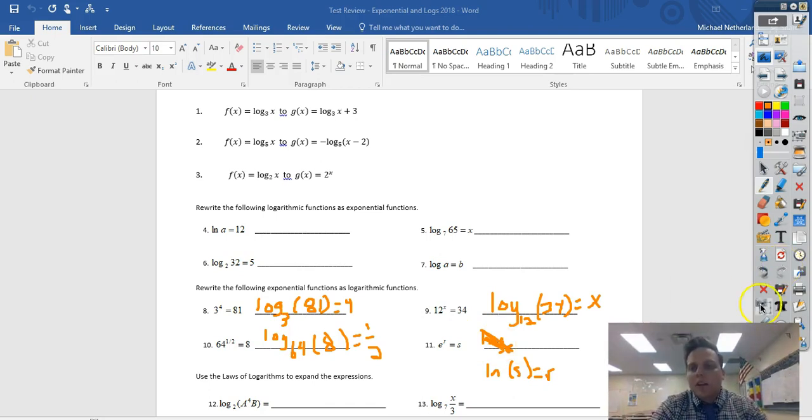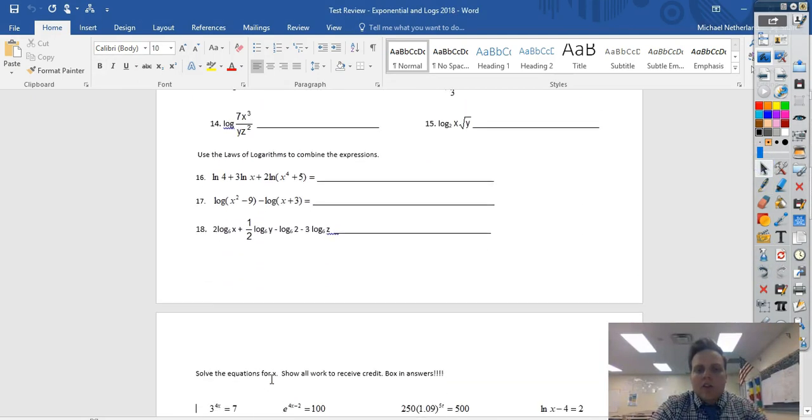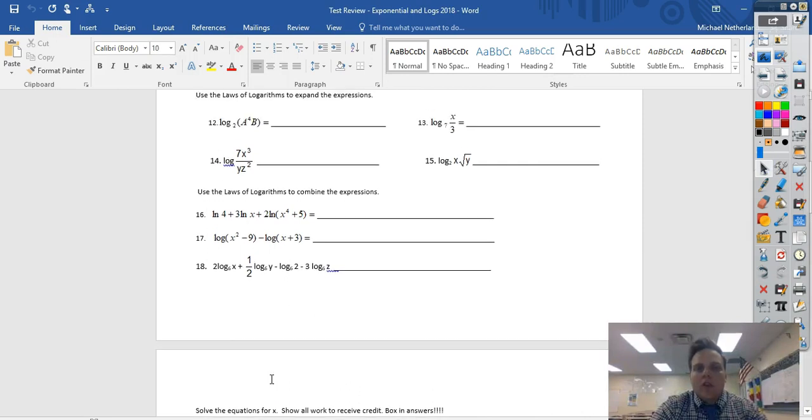Alright, let's move on. Next problem. Alright, next problem is problem 12, which says, use the laws of logs to expand the expressions. Okay, so I have log base 2 of a to the 4th times b.